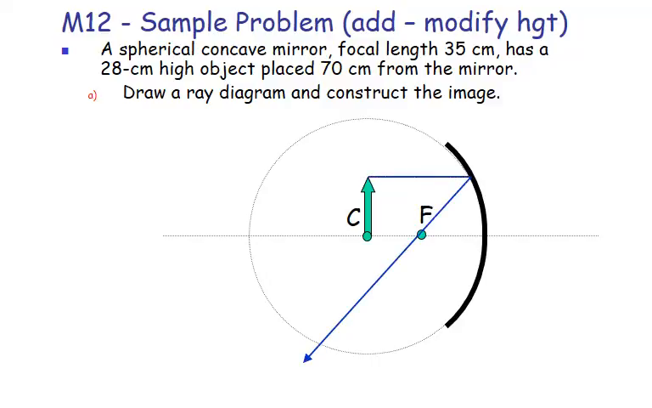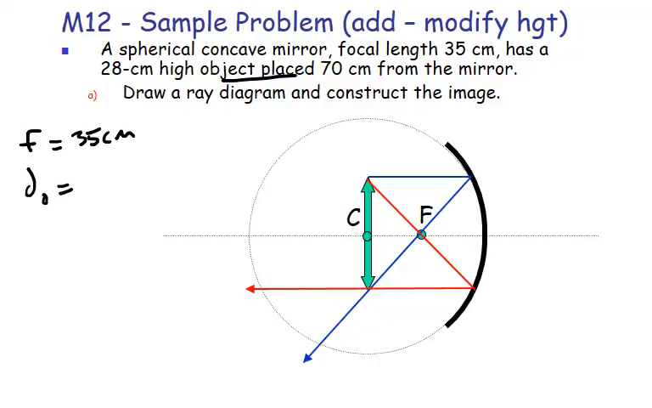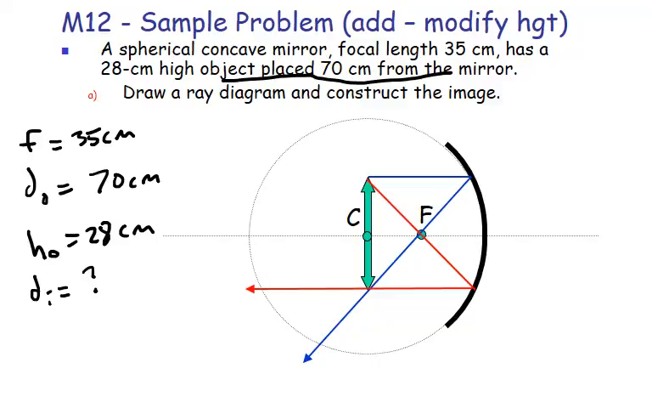All right, so we have our principal ray goes through the focus. We have our focal ray, and we get our image located there. So let's write down our variables. The focus is 35 centimeters. DO, the object is placed 70 centimeters from the mirror, so the object distance is 70. The height of the object is 28 centimeters. And so as we get started here, we can calculate where DI is. Where does the image show up? We can also calculate the magnification, and with that we can find out the height of the image.